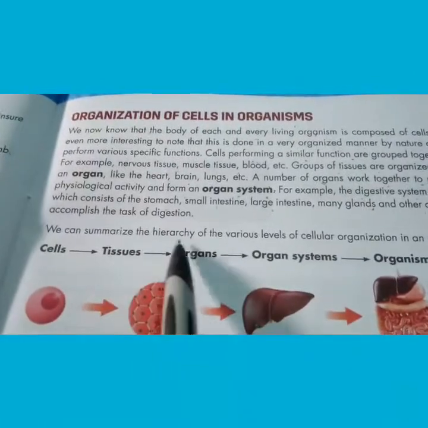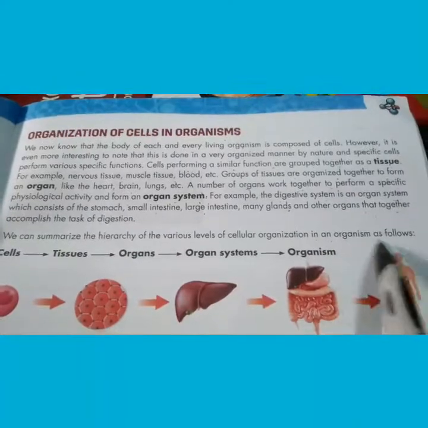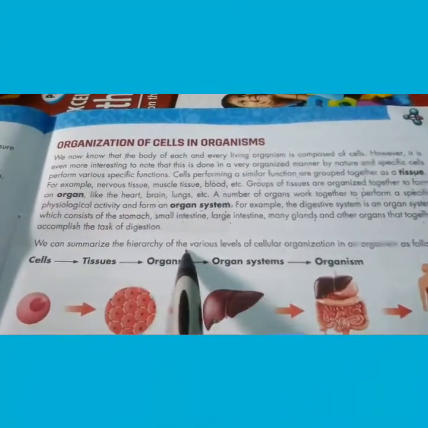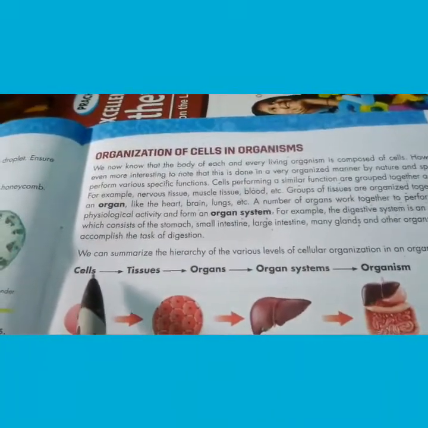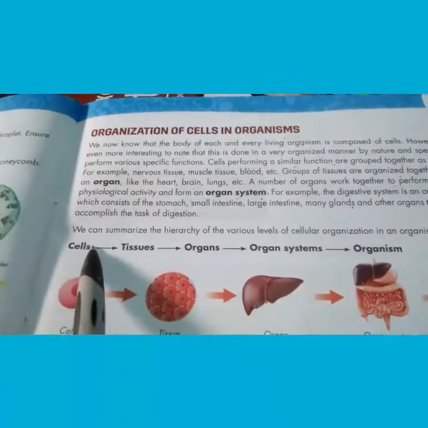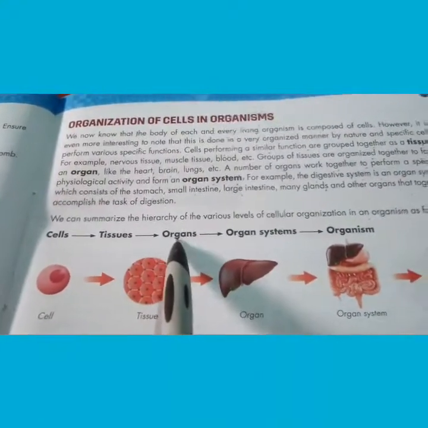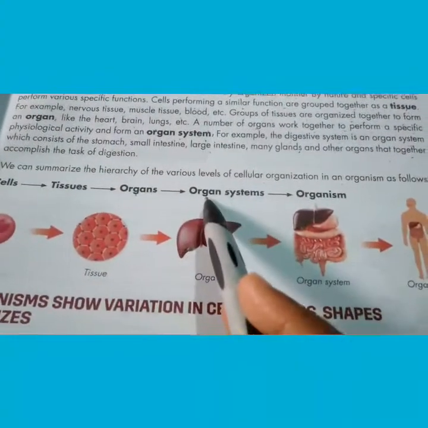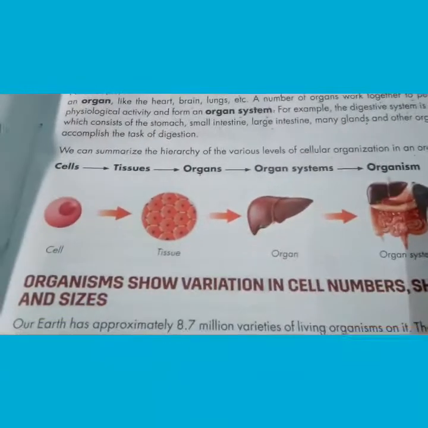So we can summarize the hierarchy of the various levels of cellular organization in an organism as follows. Hierarchy means different levels or steps. First, life starts from a cell, and cells divide to form tissue. Tissues constitute organs, organs constitute organ systems, and finally many organ systems together constitute the organism.